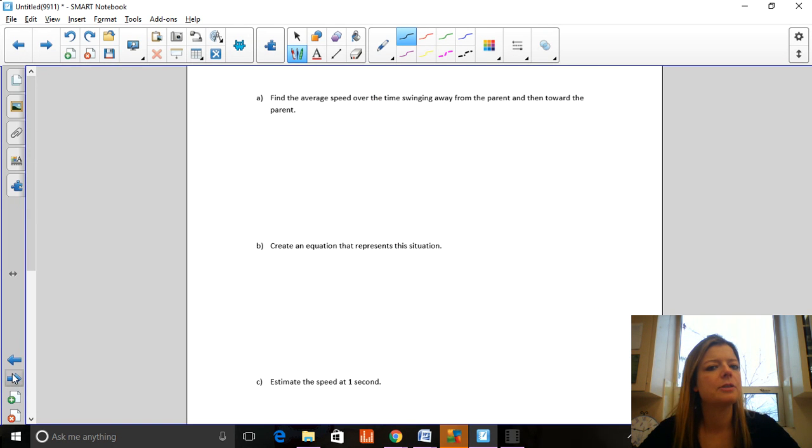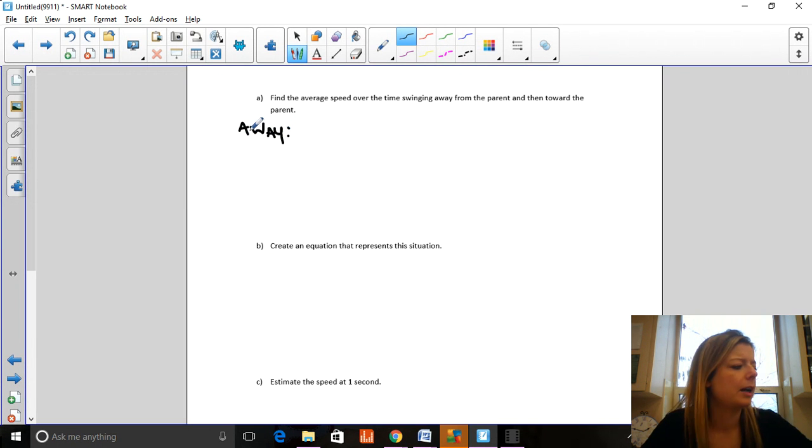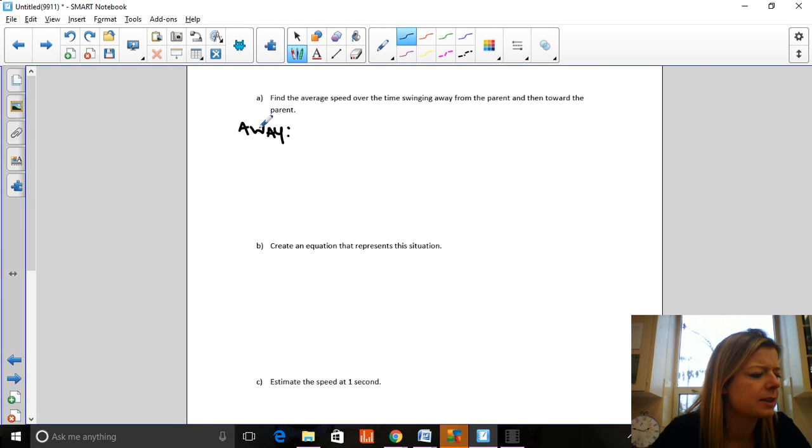So find the average speed over time swinging away from the parent and then toward the parent. Okay? So away from the parent, the distance from the parent, that would be from 0.6 to 3.8. So that's between the time of 0.8 seconds to 1.6.